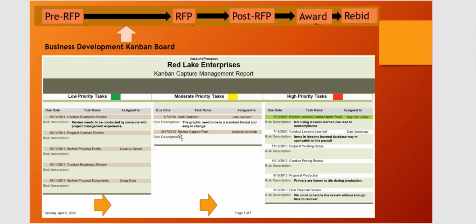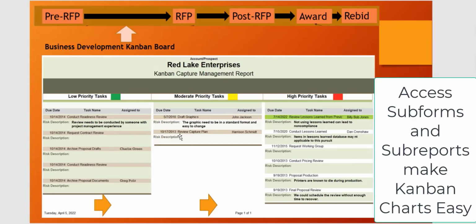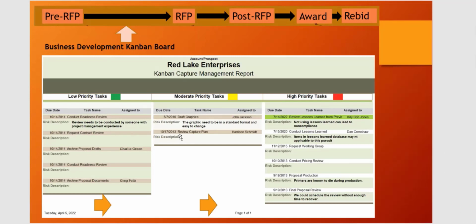Like I said, it's very easy to create a Kanban board in Access using sub-reports and sub-forms. And it's just a matter of selecting the fields in your main table and placing them into the sub-forms and sub-reports in the same place using a query.